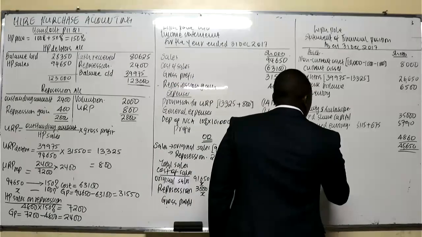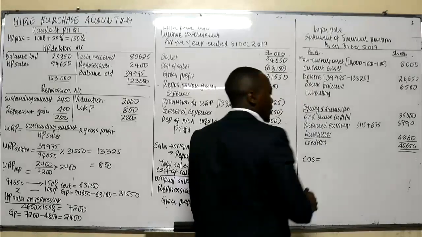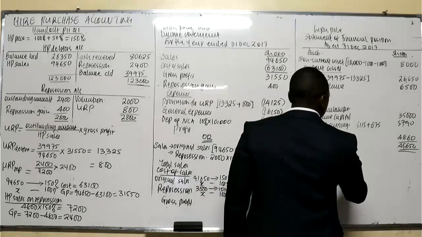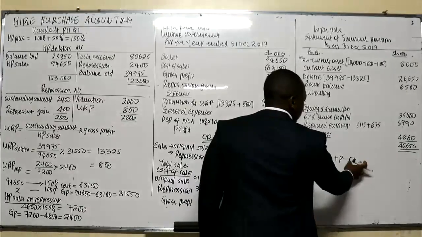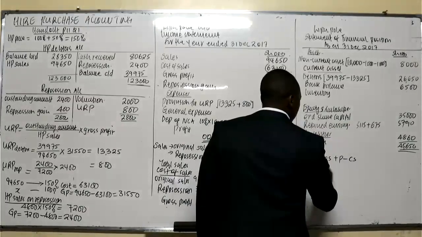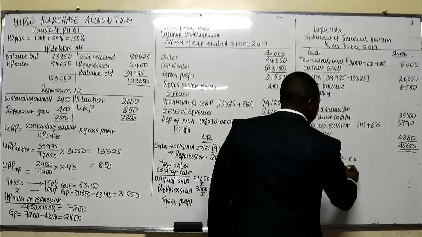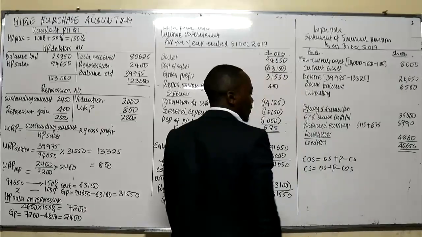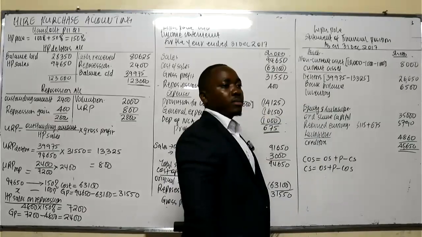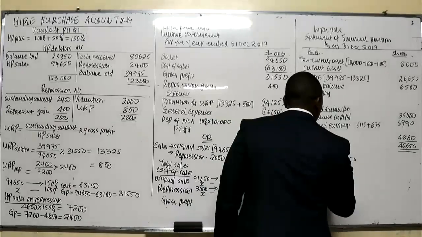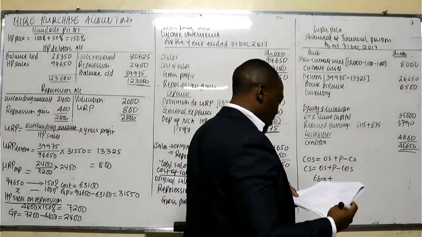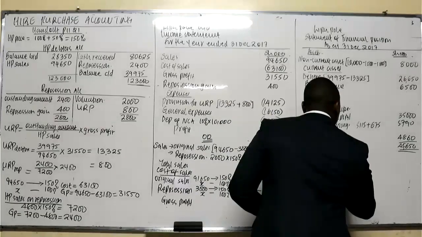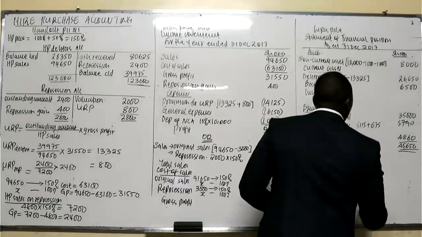To get the cost of sales, how do you get the cost of sales? Opening stock plus purchases minus closing stock. Now, what we need is the closing stock, so we take it to the other side. So closing stock is opening stock plus purchases minus cost of sales. How much was the opening stock? The one which is 66. Then you add the purchases. How much was the purchases? 59. Then you deduct the cost of sales.